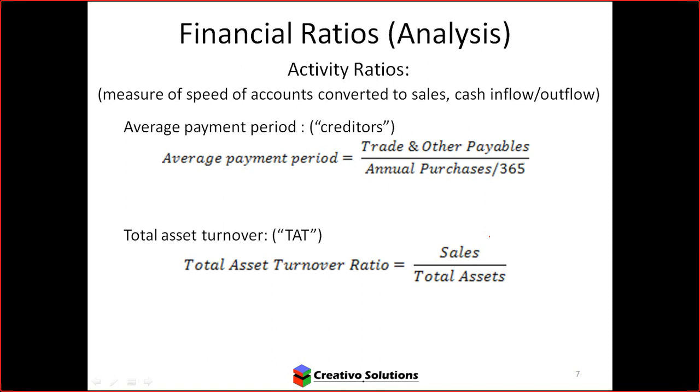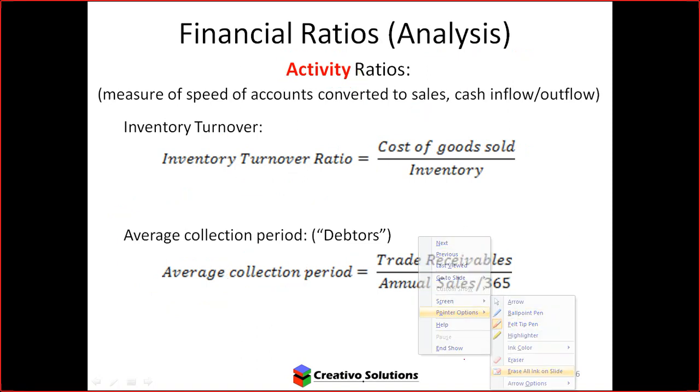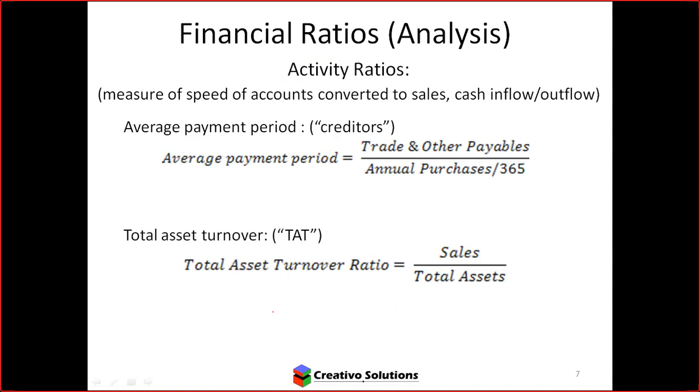But that's collections, that's debtors. Okay, so debtors, do you want an average collection period that's longer or shorter? The debt is shorter and the credit is longer. Yes, okay, so the average collection period you want as a business to be shorter rather than longer, because that means you're collecting sooner rather than later. We're looking at the payment, you want to pay as late as possible without incurring additional charges. Okay. And then you've got total asset turnover.